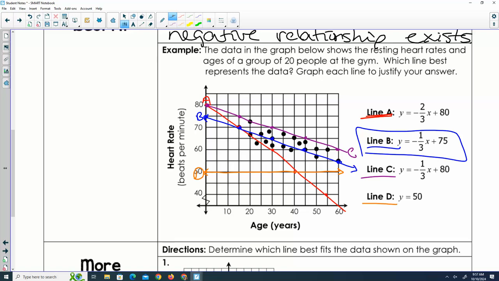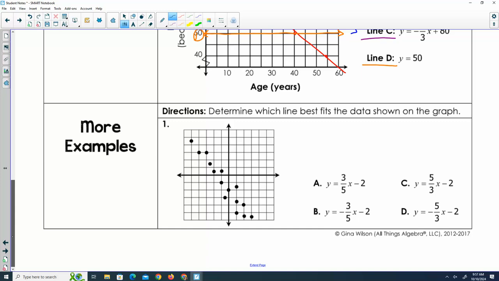All right. So in that one, we graphed every single one. Are we okay with that? Let's look at the next question. So I'm again asking for which one is the best.